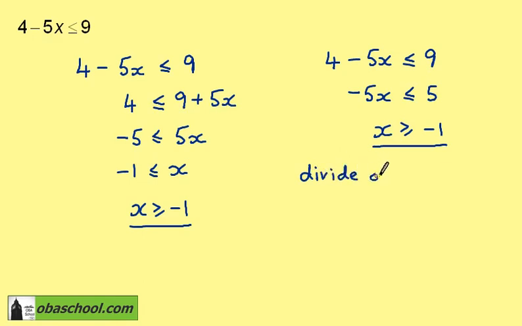If we divide or multiply by a negative number, we have to reverse the direction of the inequality sign. Remembering this can be avoided by taking this approach and making sure the number of x's is always positive.